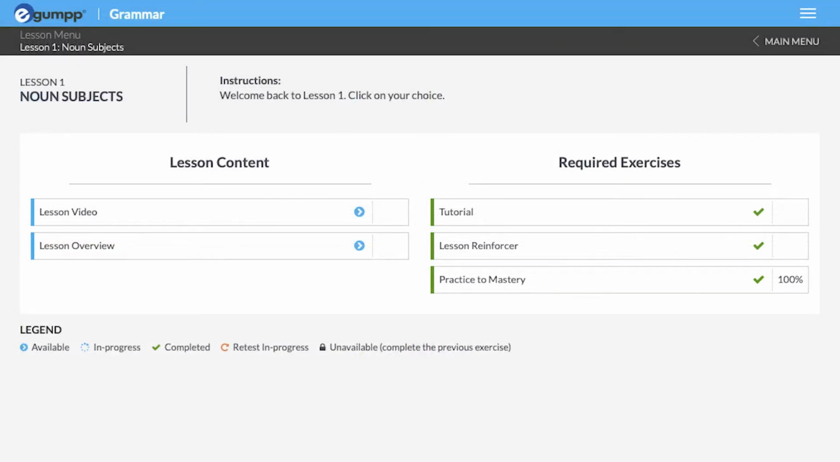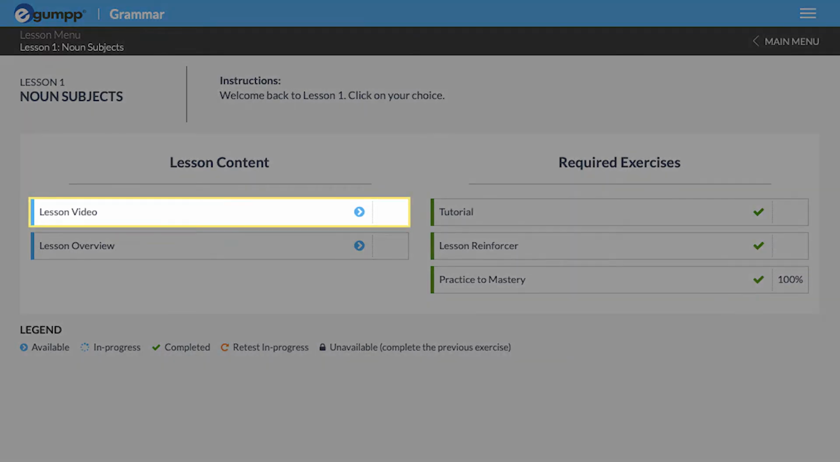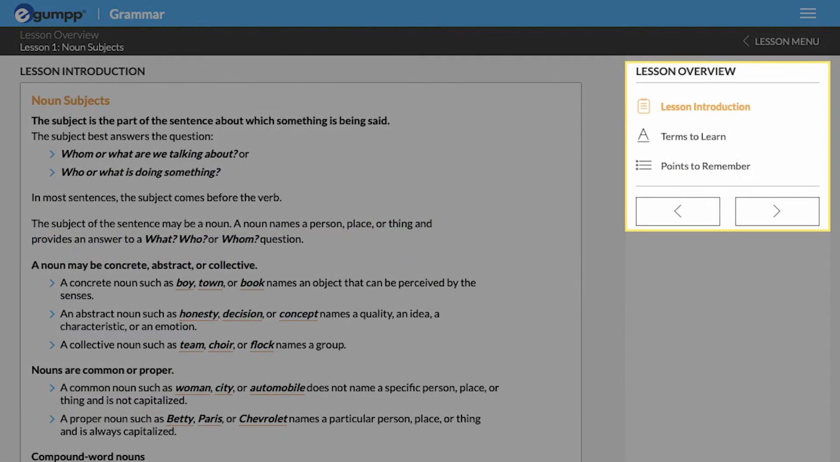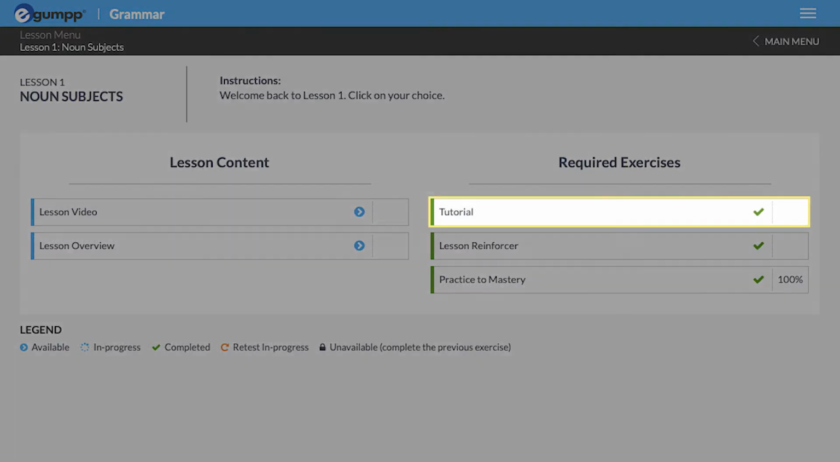Here is how each lesson in Module 1 should be completed. Always begin each new lesson by watching the lesson video first. Each video is only 3 to 5 minutes. Starting with Lesson 10, we recommend that you watch a lesson video more than once. Next, review the information in the lesson overview. The tutorial exercise is the first exercise to complete.